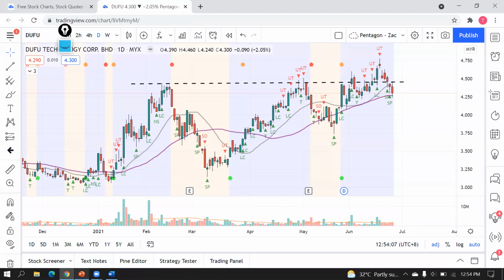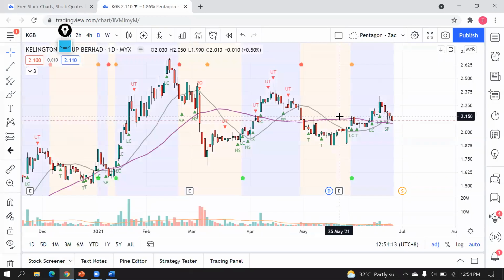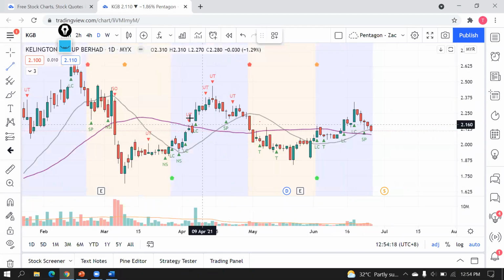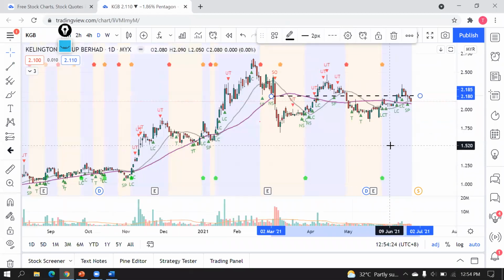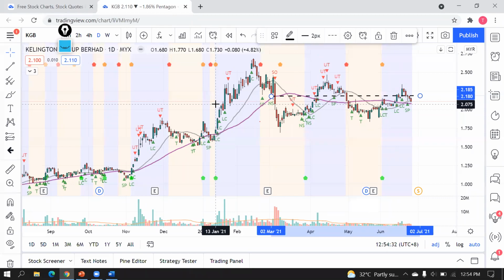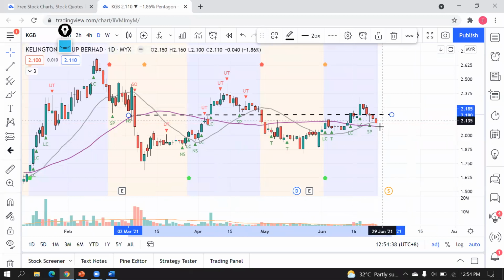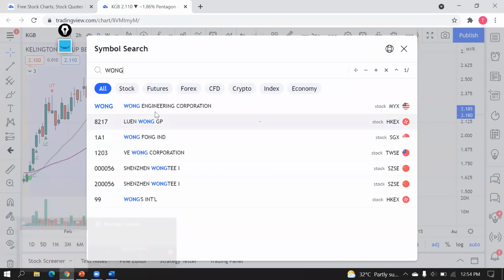Average volume. Let's go to KGB and Wong. KGB seems like a nice LC, but so far it failed to hold. KGB got a chance to do a VCP. Wait for the next sign of strength, maybe, but no sign of a strong uptrend yet for KGB at the moment.